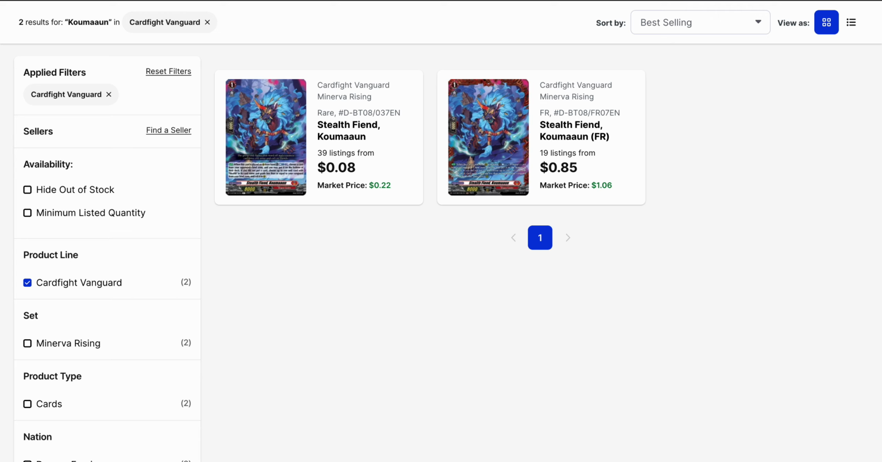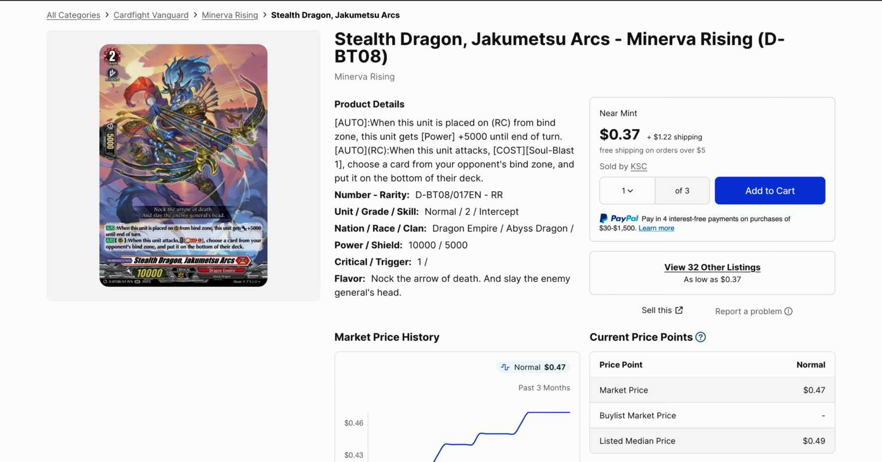I just pay attention to this one, as it has similar playability capability to one of the cards that I'm covering again, which I covered before this one right here, Jakumetsu Arcs. Essentially, both of these cards have the ability to send opponents' bind cards back to the bottom of the deck, which could interfere with some of the new mechanics that we've got coming.